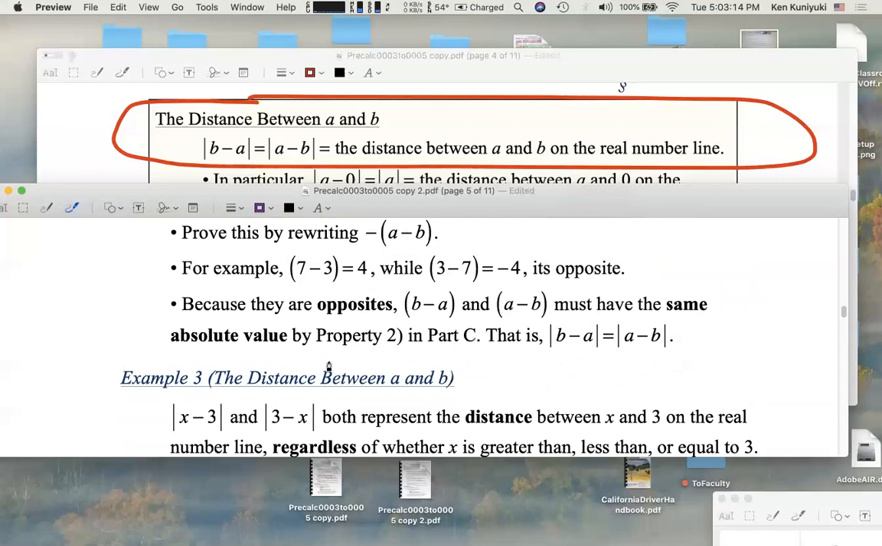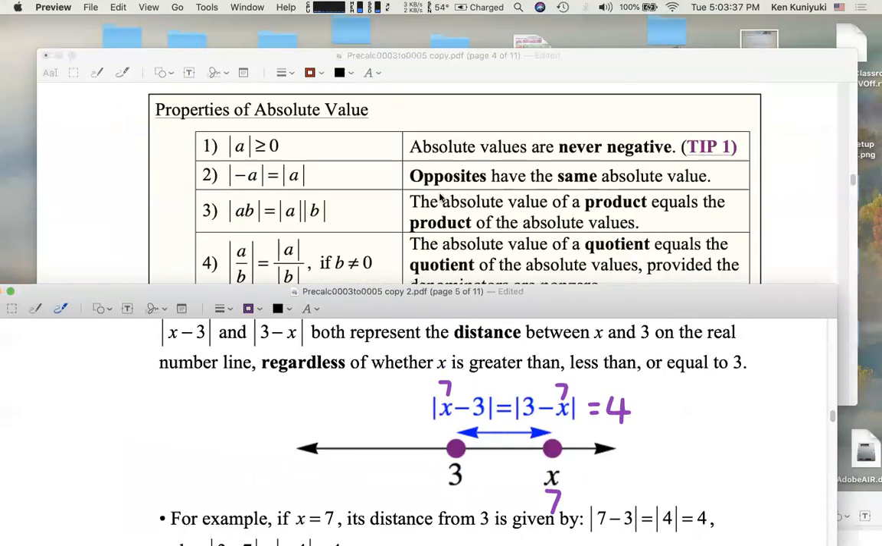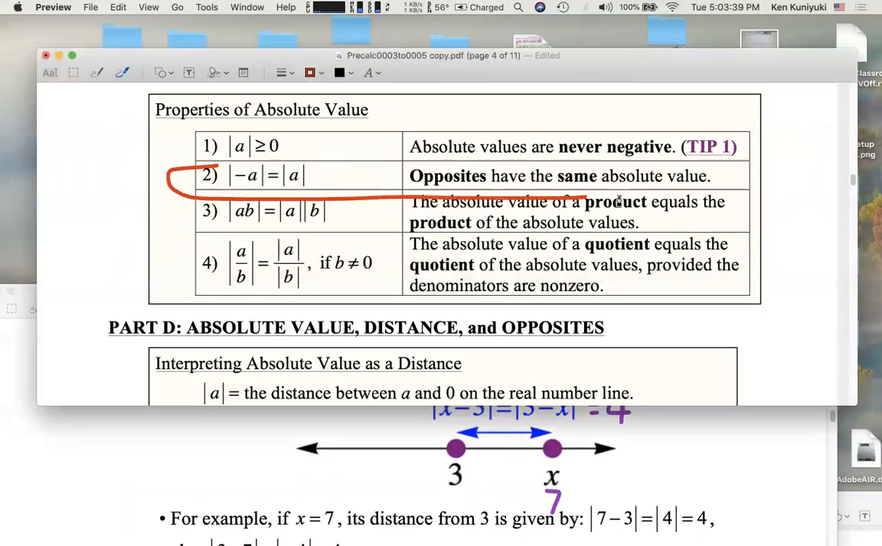For example, 7 and 3. If x is 7, then your result is going to be 4, whether you plug in the 7 here or the 7 here. The end result is going to be 4, because the absolute value of 4 is 4. The absolute value of -4 is also 4. And why is that? Well, remember, opposites have the same absolute value.